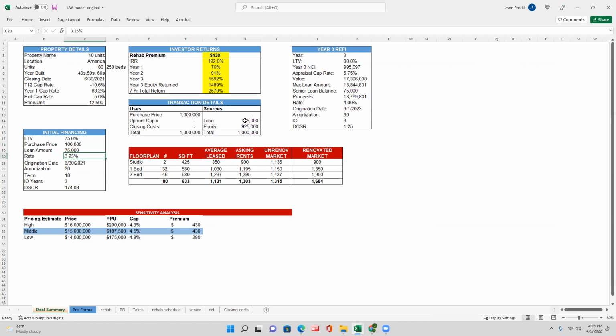unless you're financing, which now, loan amount 75 LTV. We're seeing rates tick up a little bit. I'll go 4.25. Origination date, let's put today's date of 4/1/2020. It's really 2 years behind, so we're really on the 5th, but 30-year amortization, 10-year term, 3-year IO.